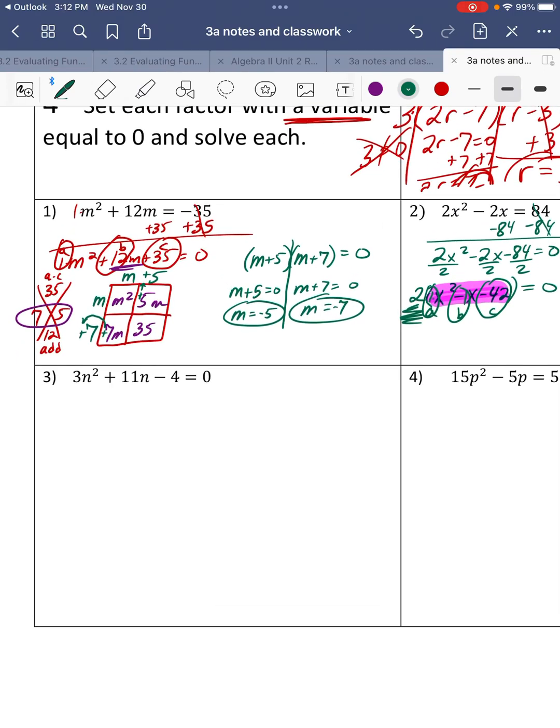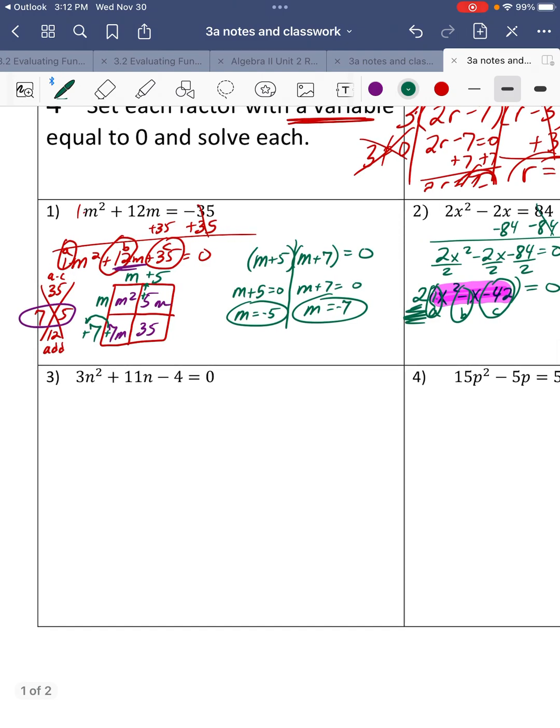And then number 3, it's already in standard form. We're going to do no greatest common factor. We're going to do a times c, so a is 3, b is positive 11, c is negative 4. A times c is negative 12, so what two numbers multiply to negative 12 that'll add up to 11? That's 12 and negative 1.